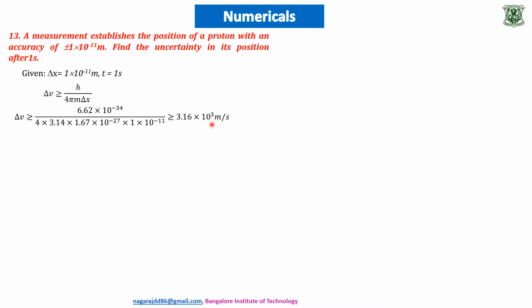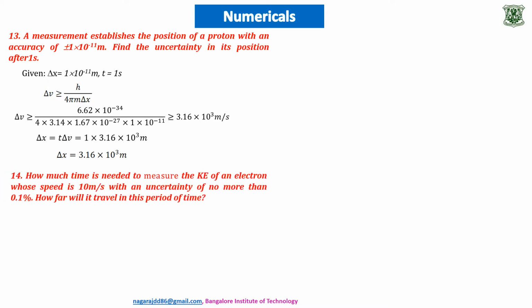So with this velocity, let us see how much distance that proton would have traveled in 1 second. Distance traveled is equal to time taken into velocity, that is 1 into 3.16 into 10 power 3 meter, and the answer is 3.16 into 10 power 3 meter. So this is the minimum error in the position measurement after 1 second. So that's all about question number 13.